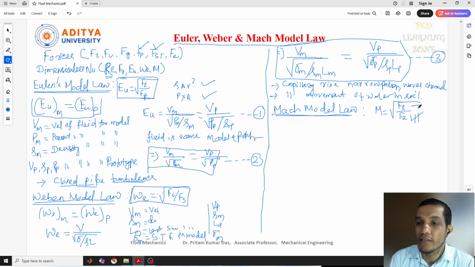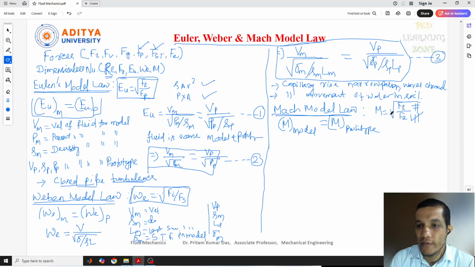Along with the inertia force. Inertia force will be present. Along with that, we need to consider the elastic force also. Like for this dynamic similarity, we need to consider that the Mach number for the model and the prototype should be equal or similar. So according to this model law, what we can write, the Mach number for the model should be equal to the Mach number for the prototype.